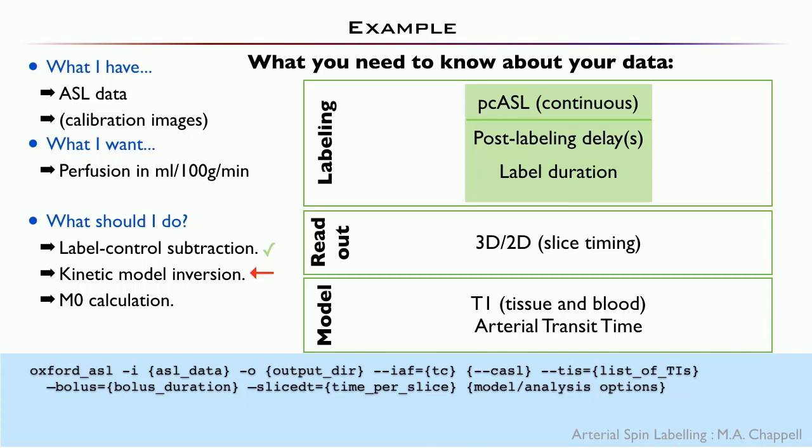Importantly, you need to know about the readout, not just because you need to choose a sensible readout, but it will affect the timing. So if you have a 2D readout, it will affect the post-label delay you see. And then you need to make some assumptions about what you're saying in your model. And so this comes back to our T1 parameter and arterial transit time parameter.